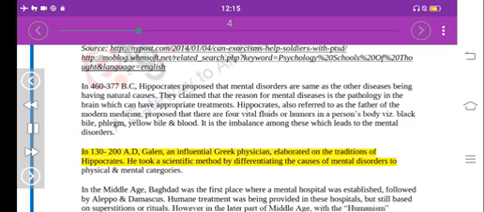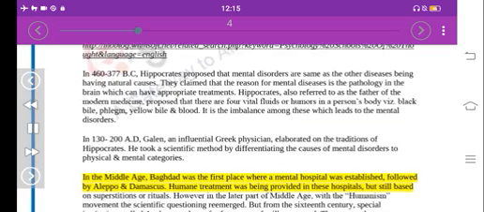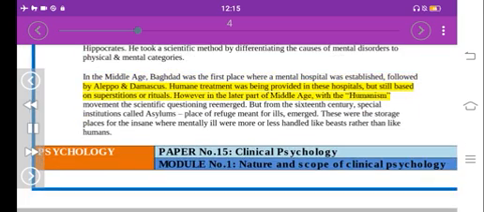In 130 to 200 AD, Galen, an influential Greek physician, elaborated on the traditions of Hippocrates. He took a scientific method by differentiating the causes of mental disorders into physical and mental categories. In the Middle Ages, Baghdad was the first place where a mental hospital was established, followed by Aleppo and Damascus. Humane treatment was provided in these hospitals, but still based on superstitions or rituals. However, in the later part of the Middle Ages, with the humanism movement, scientific questioning re-emerged.